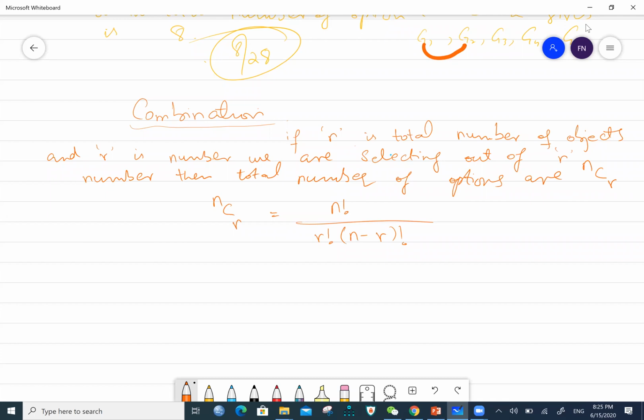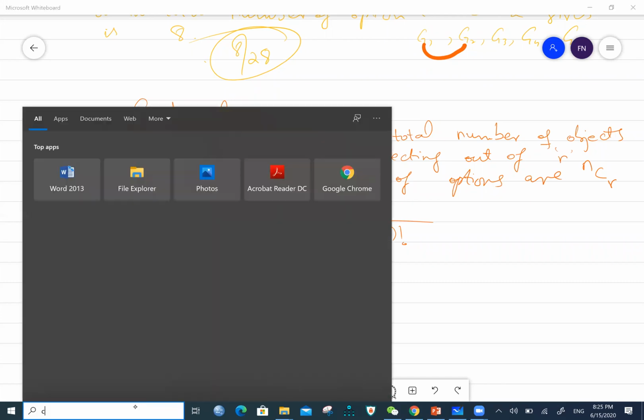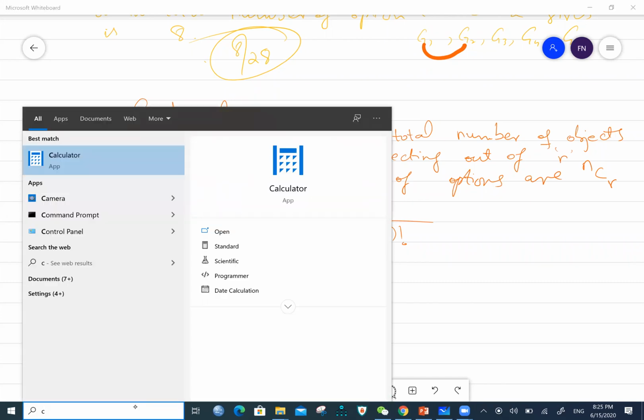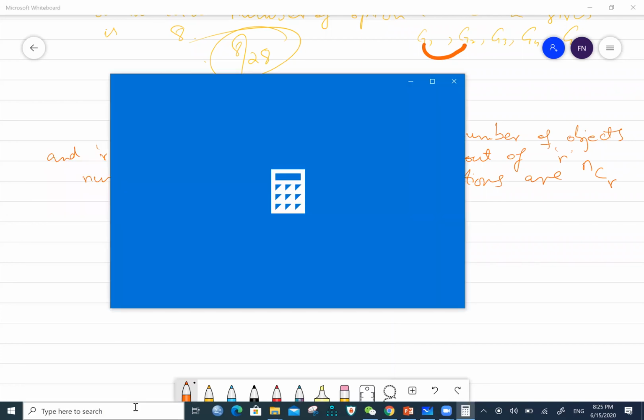This is a function in your calculators. You can see it in your calculator. Maybe it would be in my computer's calculator. I'm not sure.